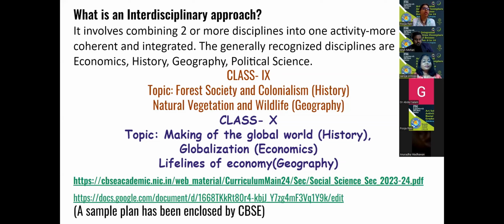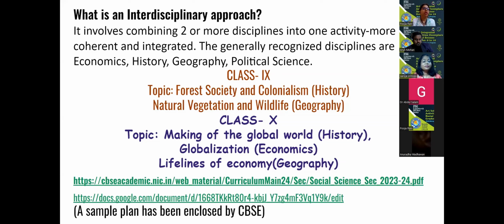When we talk about the interdisciplinary approach, this is the most common thing happening nowadays. Interdisciplinary involves combining two or more disciplines into one activity, more concrete and integrated. The generally recognized disciplines are economics, history, geography, and political science. These are the important parts of our social science.